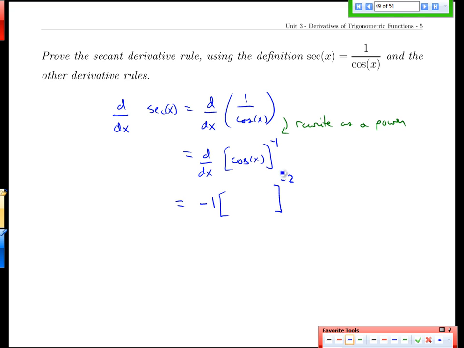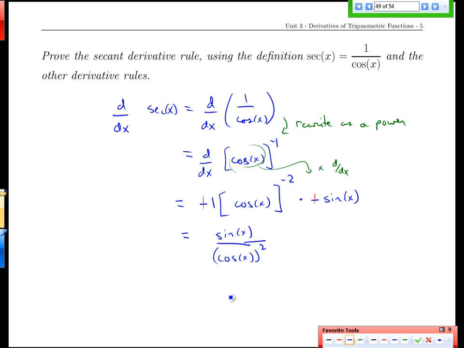We're going to get the same thing to the negative 2. So cos of x to the negative 2 times the derivative of the inside. And the derivative of the inside is negative sine of x. So if we simplify that, we're going to have a negative and a negative cancel, plus plus, and we're going to have a sine of x in the numerator and a cos of x all squared in the denominator.